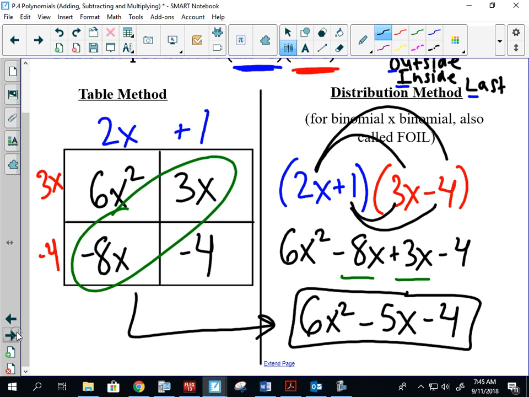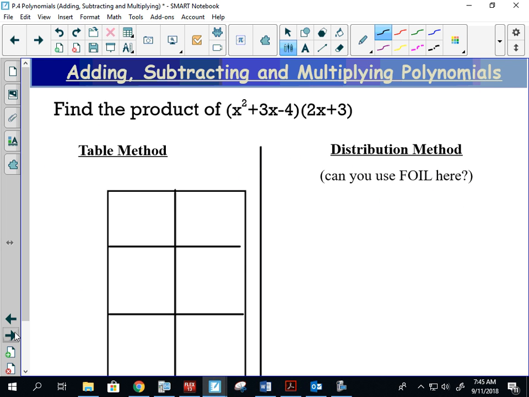So there's one example. We'll do one more. Now what if I have a trinomial? We call this a trinomial because it has 3 terms times a binomial. Well, first thing is, can I use FOIL here? I can't. FOIL is only used if you have a binomial times a binomial because you're going to get 4 terms here.